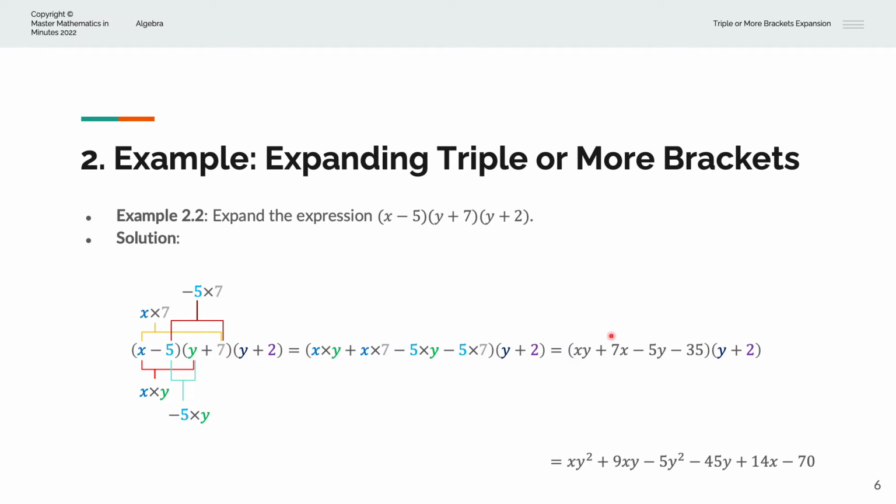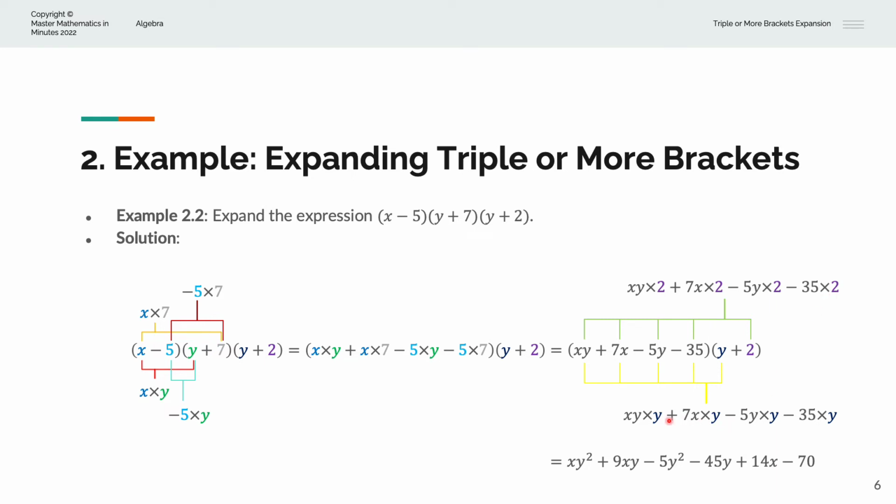So we'll multiply each of these terms in the first bracket by y. And that gives us xy multiplied by y, 7x multiplied by y, minus 5y multiplied by y, and minus 35 multiplied by y. We'll multiply each of these terms again by 2. And that gives us xy multiplied by 2, 7x multiplied by 2, minus 5y multiplied by 2, and minus 35 multiplied by 2.